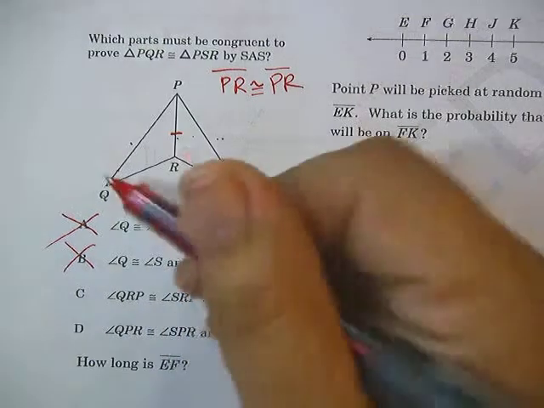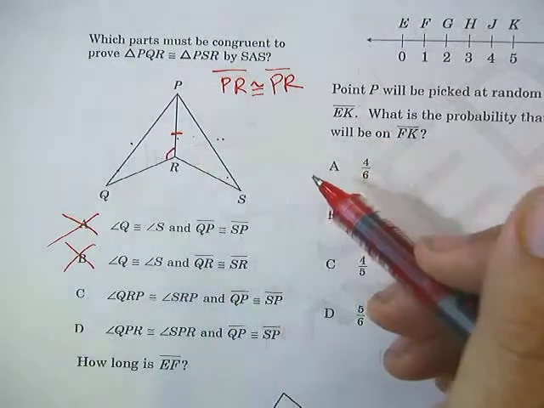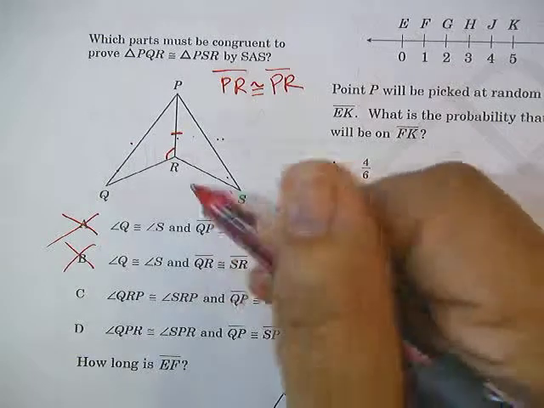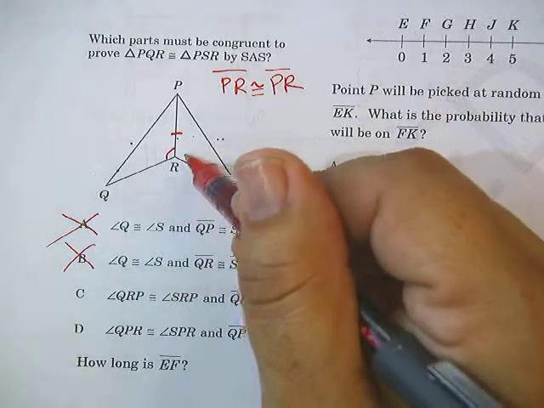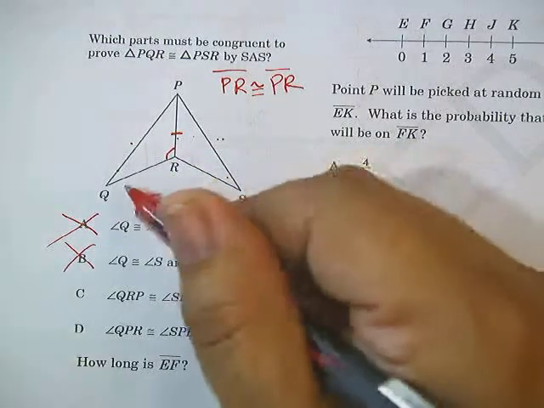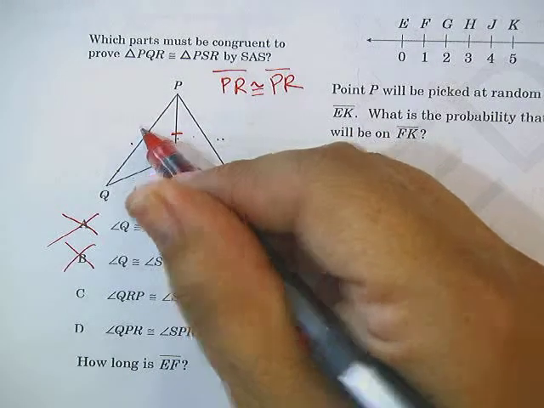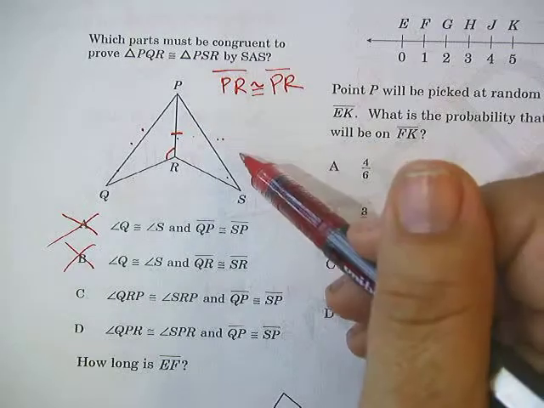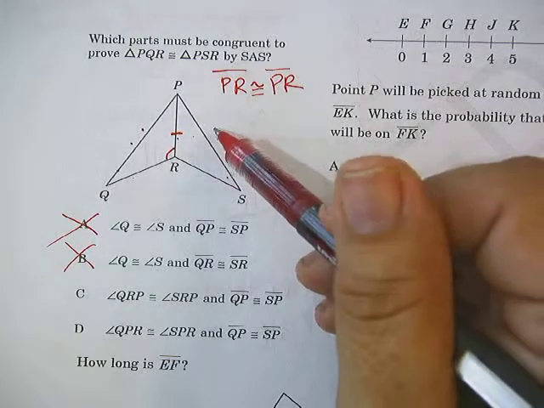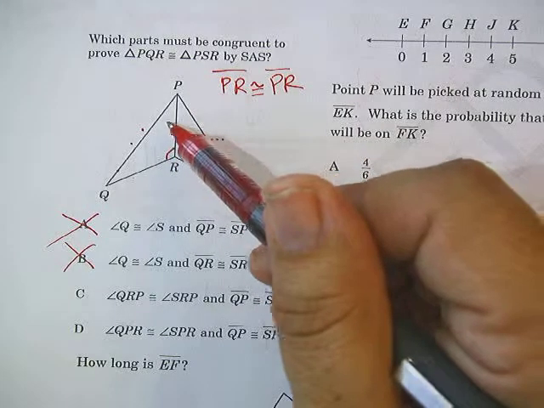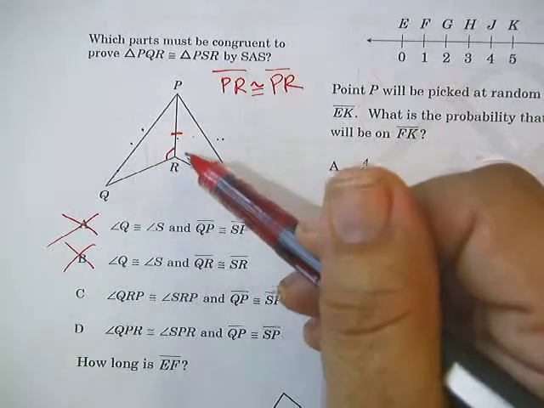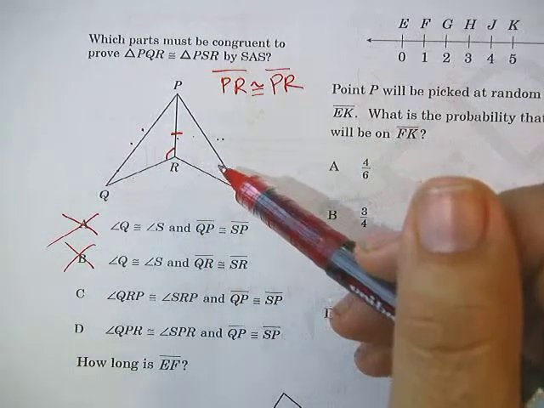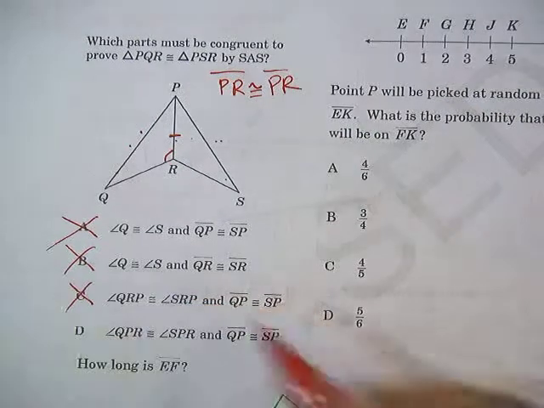All right. QRP, so angle QRP. Ooh, this is looking more promising. And angle SRP, okay, that would be it. So if we have these two sides, that looks good. QP, oh, it's giving me this side. It's giving me QP and PS, or SP. Unfortunately, that's angle, side, side. Again, the naughty postulate. So that doesn't work.